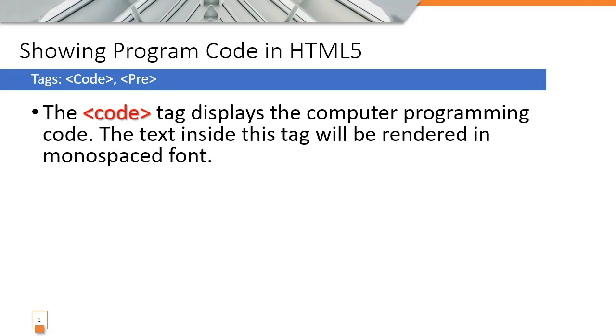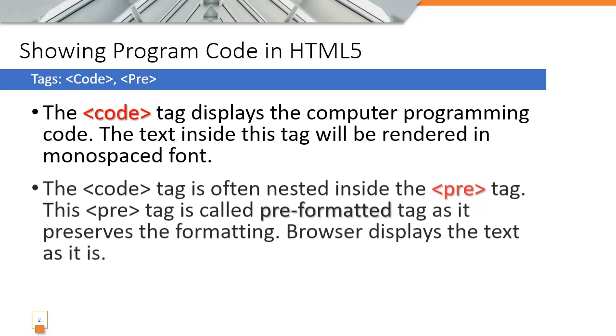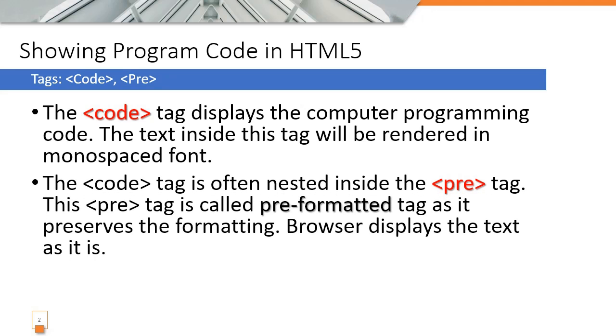The text inside this tag will be rendered in monospaced font. So it's a kind of font which is well known for computer programming languages. There are varieties of monospaced fonts available. The browser will pick one of the monospaced fonts and display the code in the HTML document. The code tag is often nested inside the pre tag.